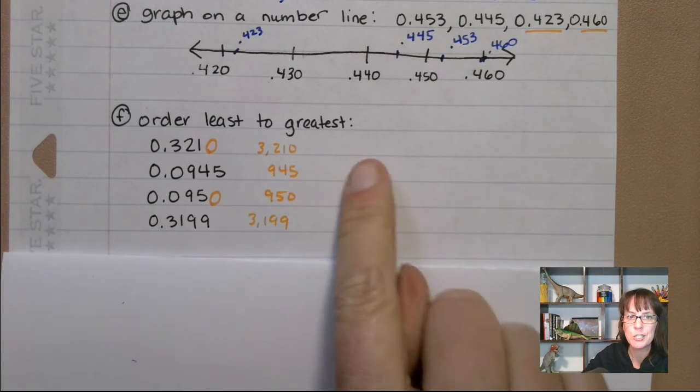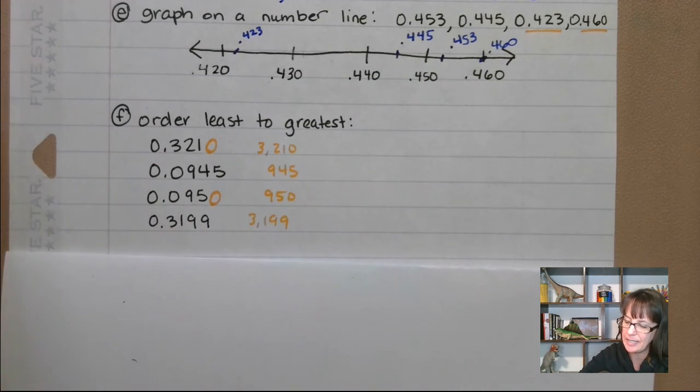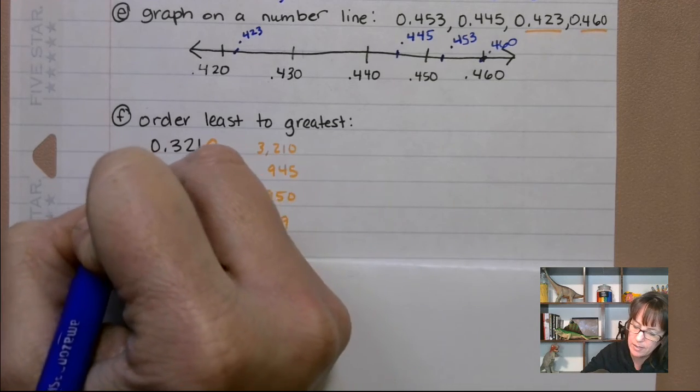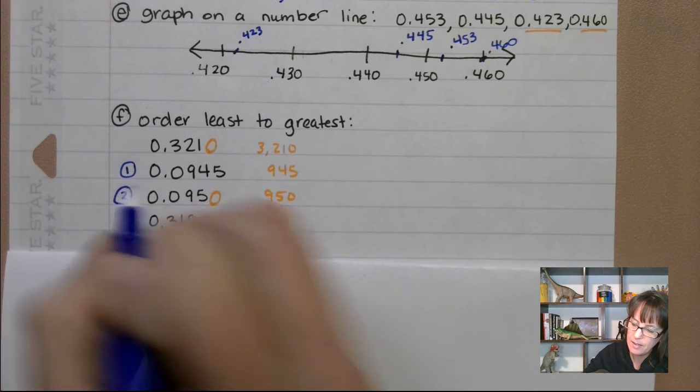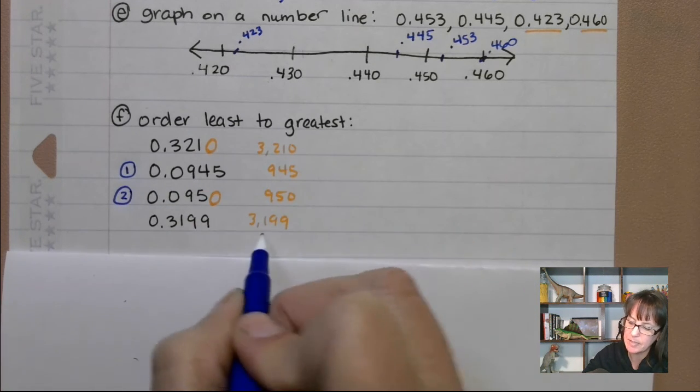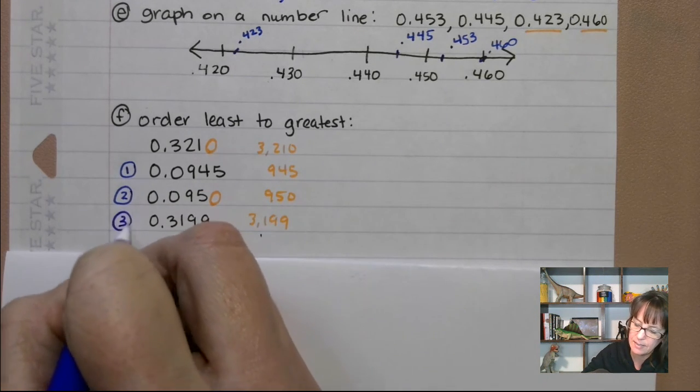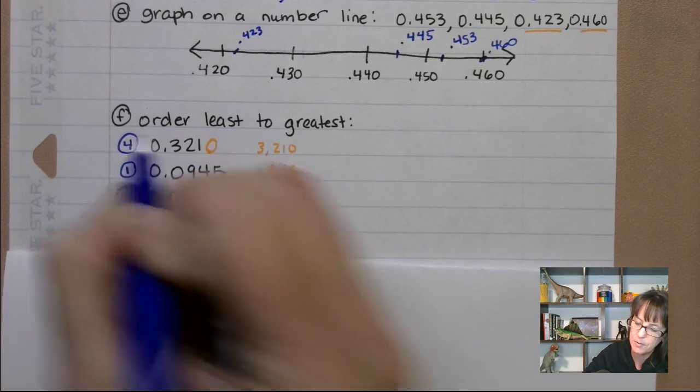So that means our smallest one is gonna be this guy right here. This is number 1. Number 2 would be this guy. Number 3 would be, this one down here is gonna be less than this guy up here. So there is your order.